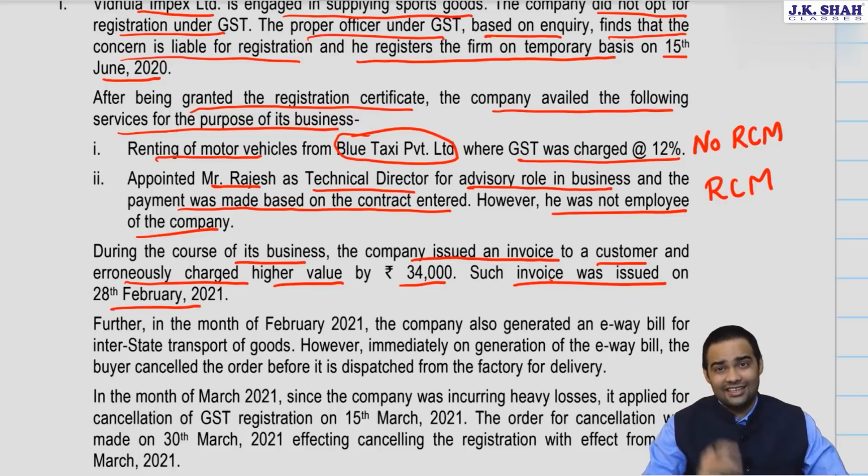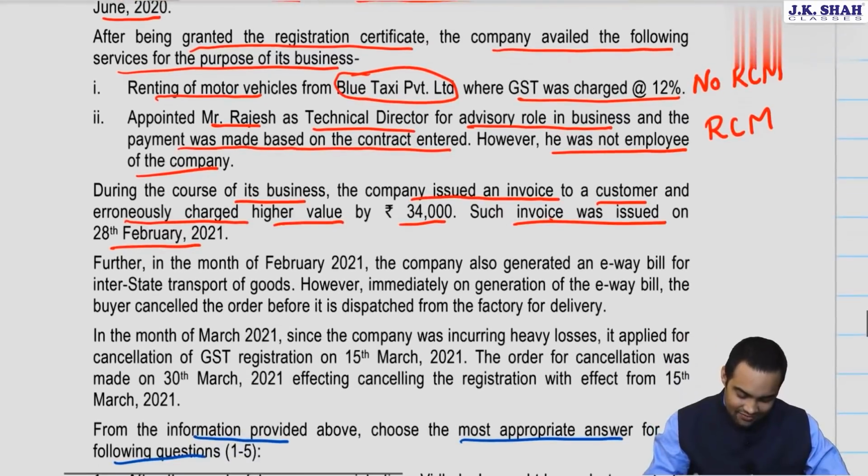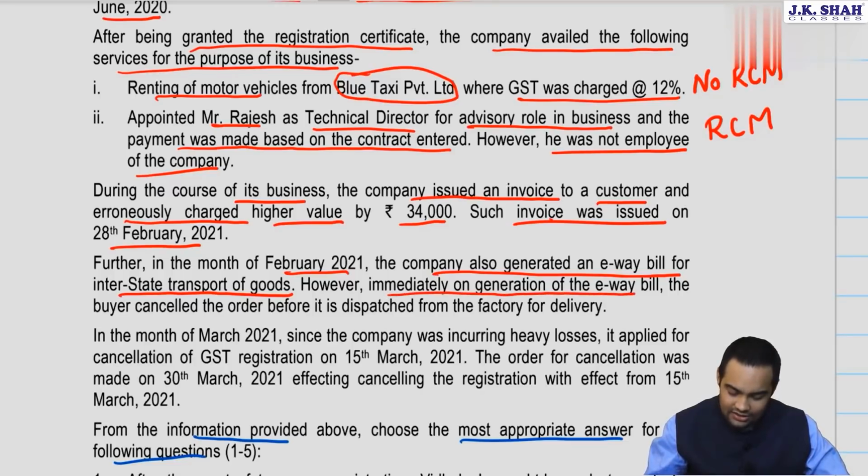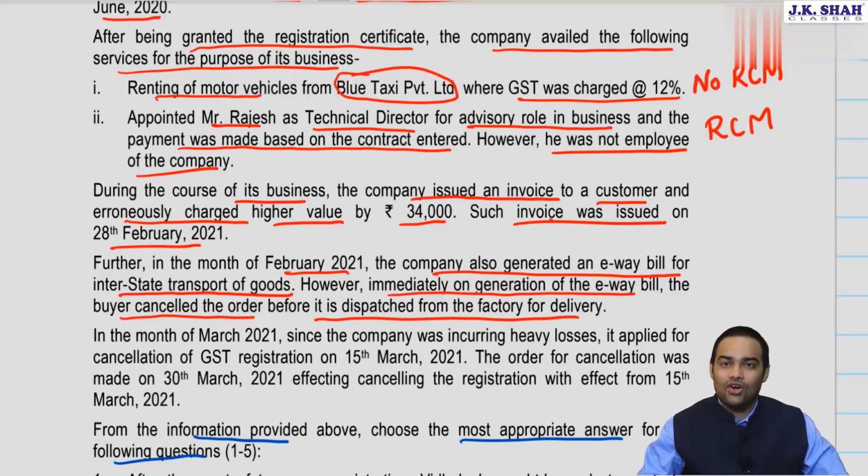So we are aware that a credit note has to be issued to reduce the value. Further, in the month of Feb 2021, the company also generated an e-way bill for interstate transport of goods. However, immediately on generation of the e-way bill, the buyer cancelled the order before it was dispatched from the factory for delivery. In the month of March 21, since the company incurred heavy losses, it applied for cancellation on 15th March.